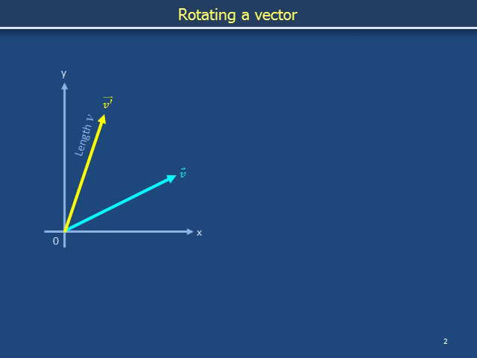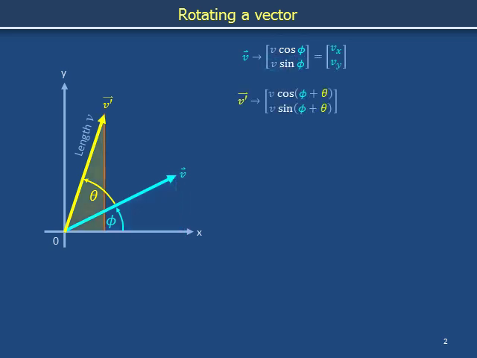The original blue vector v makes an angle phi with the x-axis. The new yellow vector v' makes an angle theta with the old vector v. Using the x and y axes to define a coordinate grid, we observe that the components vx and vy of the original blue vector are v cosine phi and v sine phi, respectively. Likewise, the components of yellow vector v' are v cosine of phi plus theta and v sine of phi plus theta.